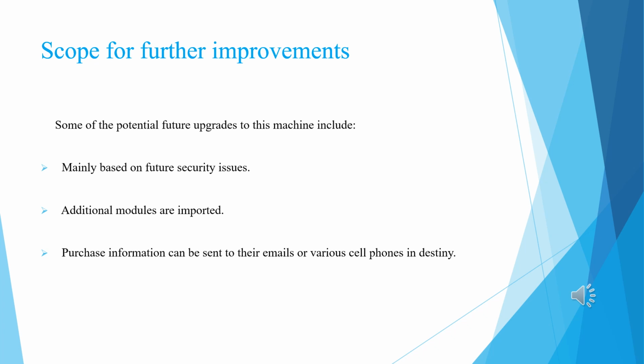The next one is based on future security issues. Security can be further improved with the use of emerging technologies. The next one is about adding additional modules, which can be imported based on necessity. And the final one is that for registered users, purchase information can be sent to their emails or cell phones by adding this service to the server.